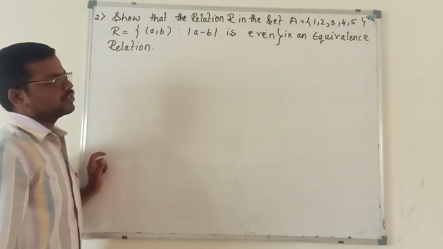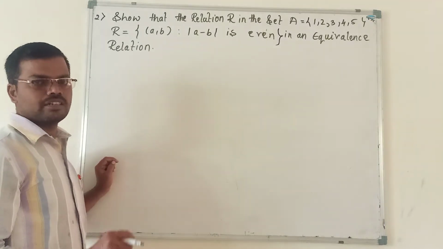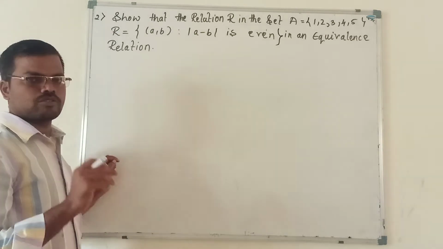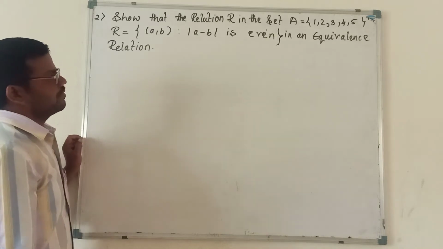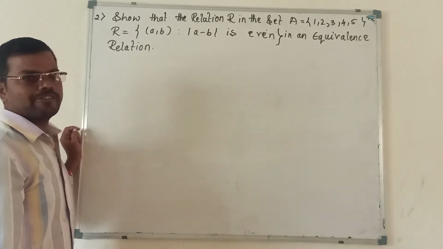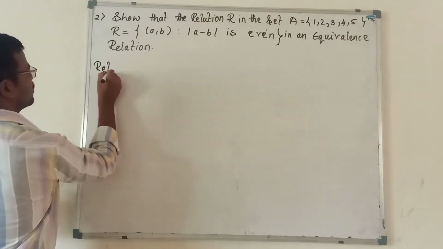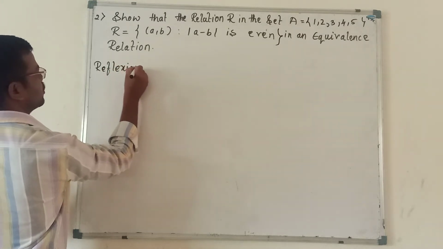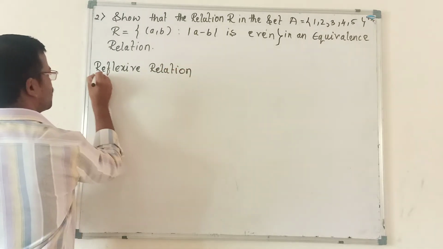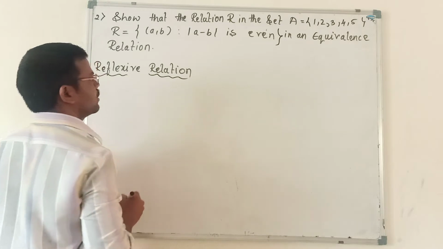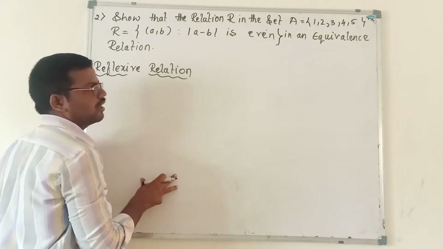Equivalence relation means, so we know already that for an equivalence relation, the relation should be reflexive, symmetric, and also transitive. Then we say that it is an equivalence relation. So let me start proving that it is an equivalence relation. Let us first take the reflexive relation. So what do we mean by the reflexive relation? Here we take that the difference of the two numbers should be an even number.